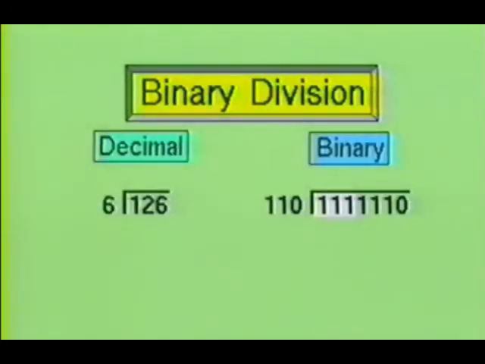The smallest number that 110 will divide into is the first 3 bits of the dividend, which is 111. Therefore, we will place a 1 above the third bit and subtract the 110 from the 111. As you can see, this will leave a remainder of 1. At this point, we bring down the next bit, which is a 1. Since 110 will not divide into 11, we place a 0 above this bit.